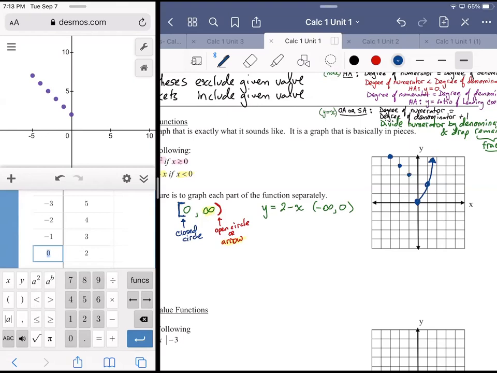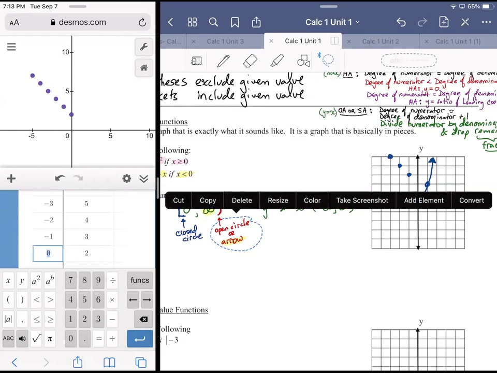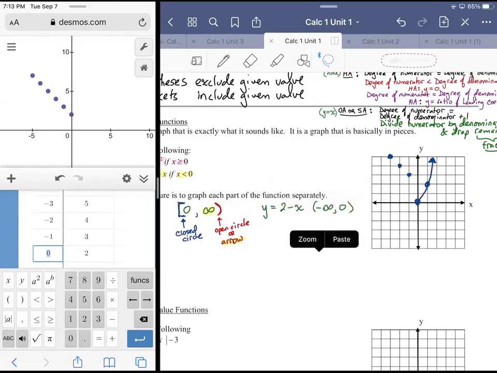But then that last one, okay, so we got to be careful here. Open circles or arrows. That's what you're going to get when you have parentheses. All right, open circle or arrows. So in this case, in the case of the negative infinity, we're going to get an arrow. But in the case of 0, that's not infinite. So that's going to get an open circle. So at the coordinate 0, 2, I'm going to plot an open circle.